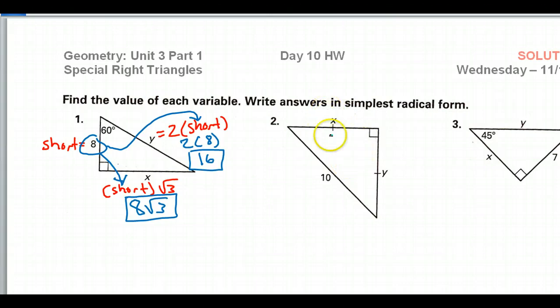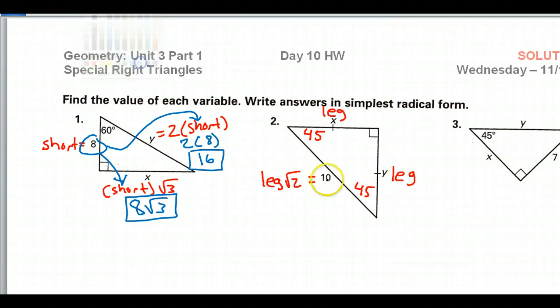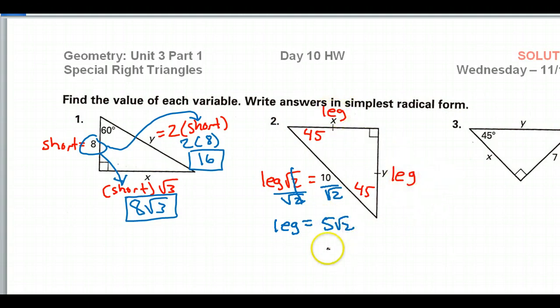Alright, number 2. This is a 45-45-90 triangle. So, of course, this is the leg, which will be the same as this leg, and this will be leg radical 2. We can solve this one by dividing by radical 2, and that's going to give us that the leg is 5 radical 2, which of course means that x and y are both 5 radical 2.